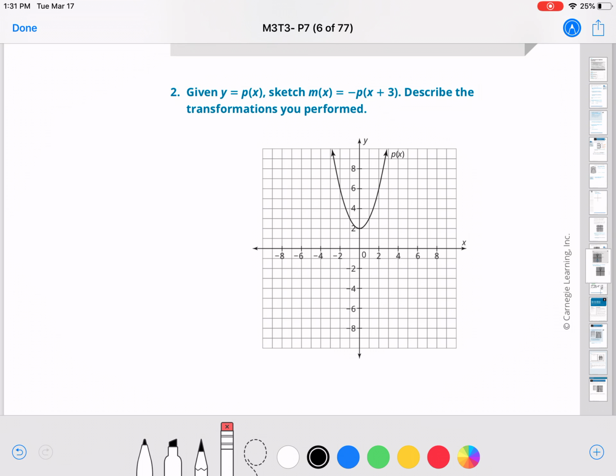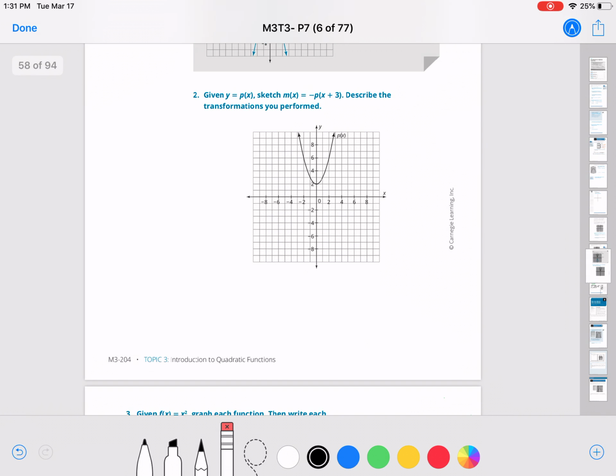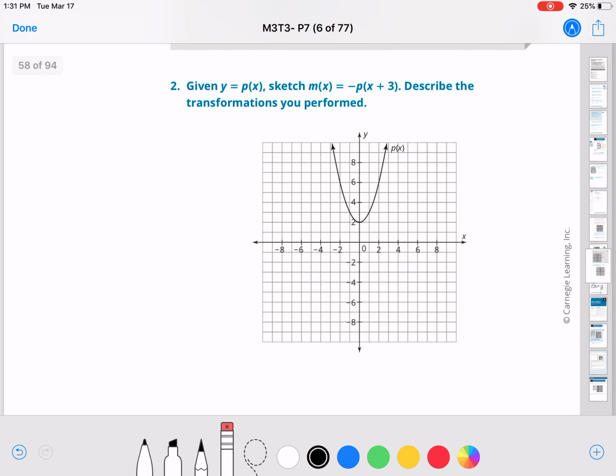Okay, so given y equals p of x, by the way, this is number 2 on page 204. Sketch m of x, which is negative p of x plus 3. Describe the transformations you performed.